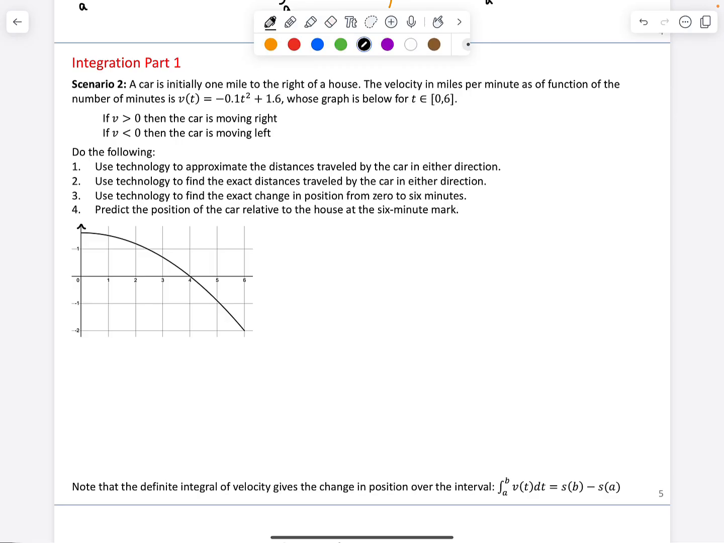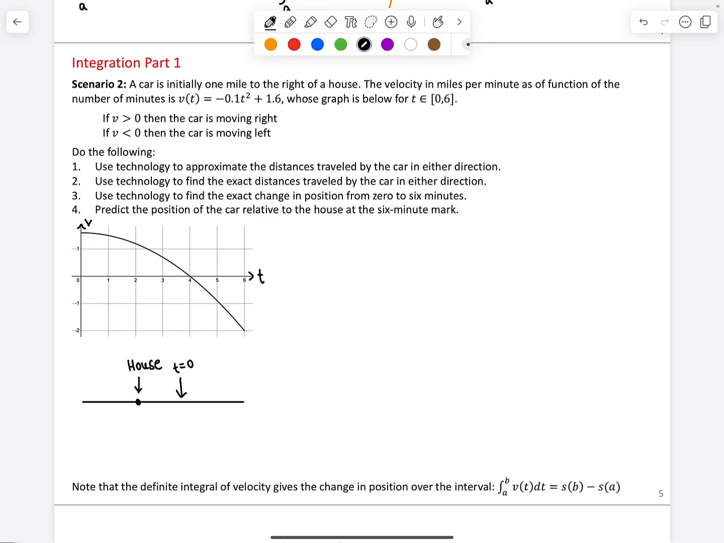All right, keep in mind that the graph here is a velocity graph, not a position graph. So you have v against t. This portion of the velocity graph is above the t-axis, so positive, thus the car is moving right. This portion is below the t-axis, so the velocities are negative and the car is moving left. I'm going to include a schematic to show where the car is at different times. So we have a house along a linear path. The car is initially 1 mile to the right of the house. So at time 0, the car is here.